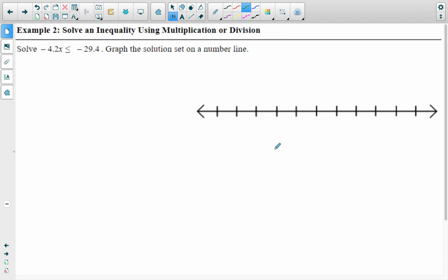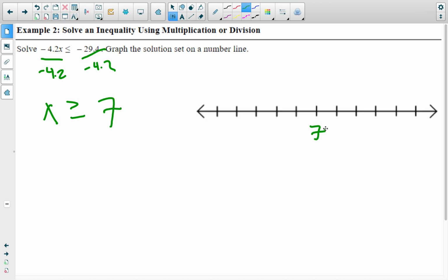Example 2. Solve this inequality. Graph the solution set on a number line. So negative 4.2 is being multiplied times x. To get it by itself, we need to divide both sides by negative 4.2. And since we are dividing by a negative number, we're going to have to flip the inequality symbol. When we do this, we will get x is greater than or equal to 7.